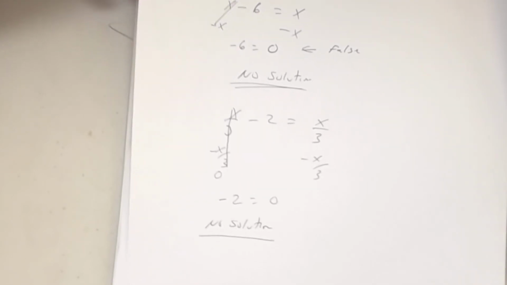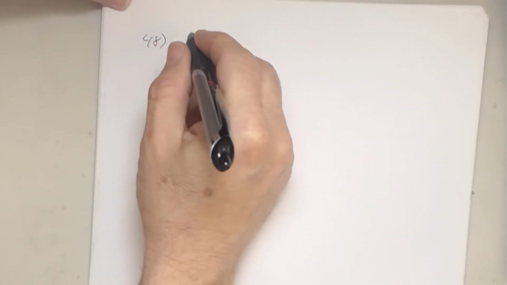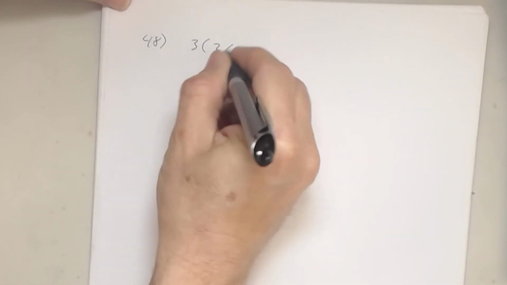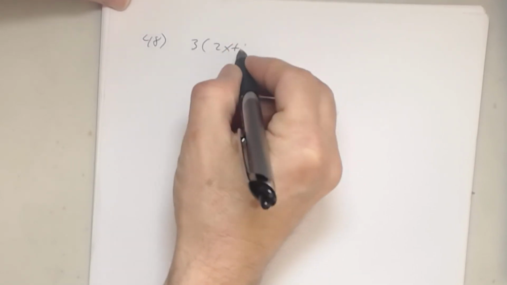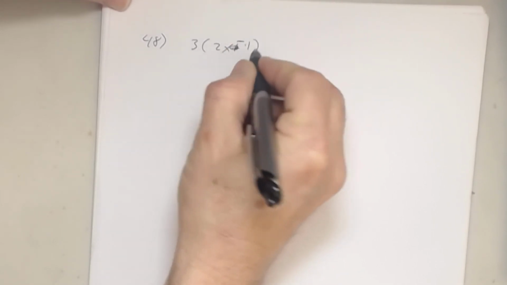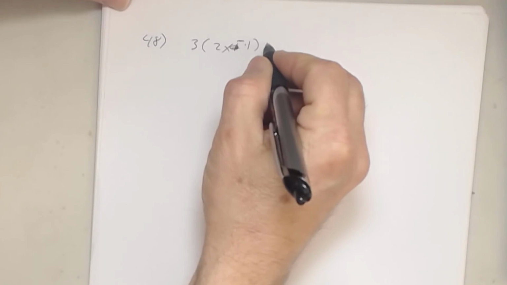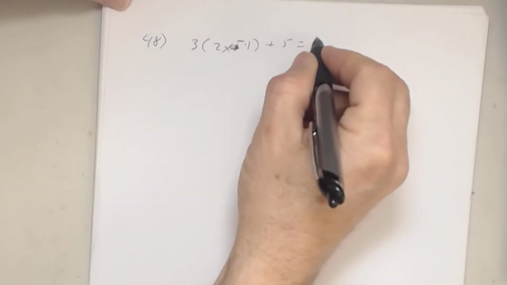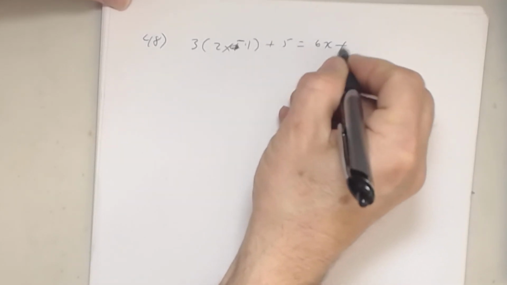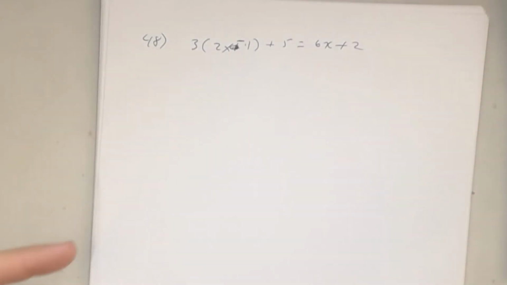This is going to be number 48. You have 3 times 2x minus 1 plus 5 equal 6x plus 2. So in my math lab for this section, there are some that are going to be no solution, and there are some that are going to look like number 48. So you can see what that's going to look like.